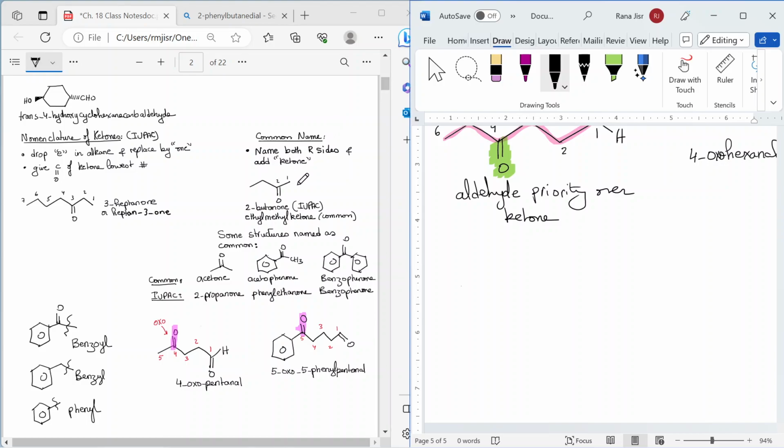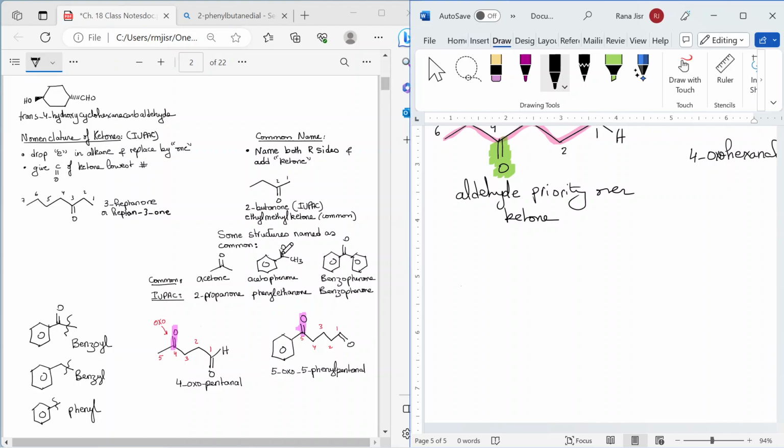This is how to name ketones with the common name. This is for smaller ketones. You name both R groups that are connected to the carbonyl, arrange them in alphabetical order, and add ketone at the end. So that is going to be ethyl methyl ketone. There are 3 structures that you are responsible for their common names. Acetone is the simplest ketone, and this is the common name of 2-propanone.